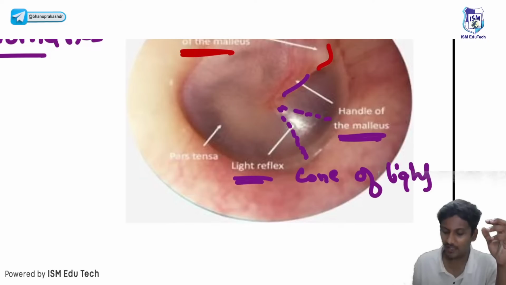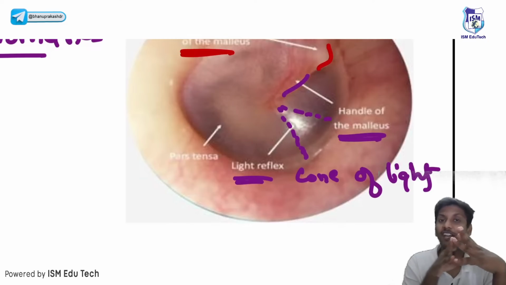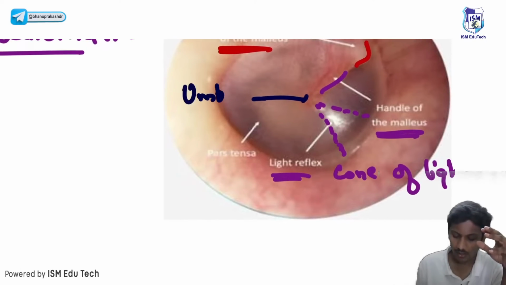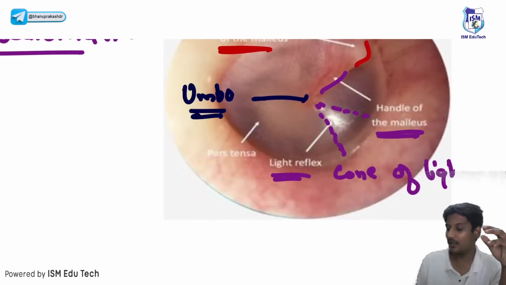I hope all of you are quite aware. In the right ear, it will be present at 5 o'clock position, and in the left ear, it will be present at 7 o'clock position. And the fourth landmark is this, the tip of the handle, that is known as umbo. The tip of the handle is known as umbo.